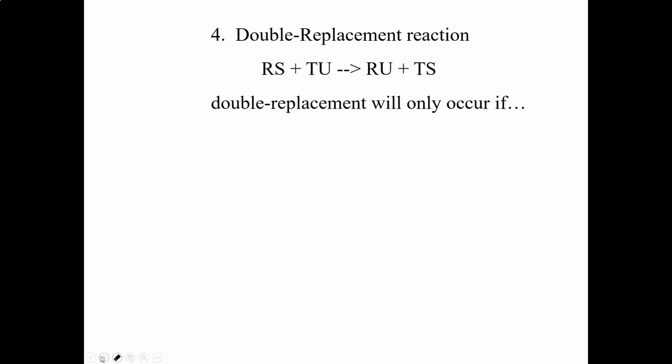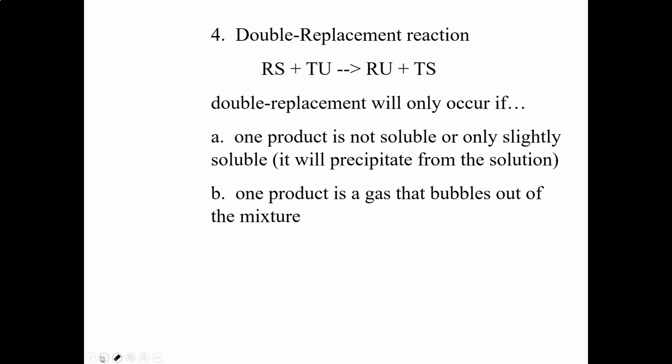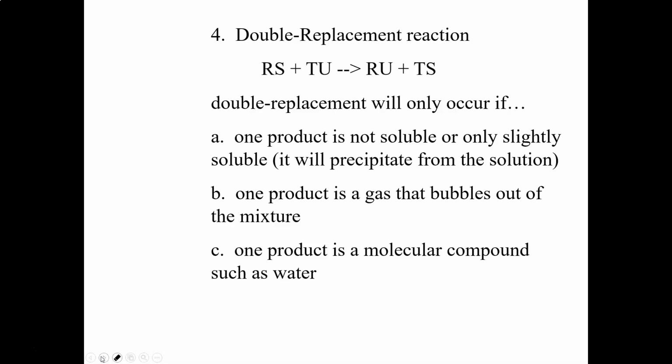So double replacements, easy to figure out what the products are going to be. But you do have to keep in mind that one of the products has to be one of these 3 things. It either has to be a precipitate, which is a solid, right? Or it has to be a gas, or it has to be like a liquid, like a molecular compound such as water. So if one of these two here is not a precipitate, a gas, or a molecular compound, then the double replacement reaction doesn't happen.